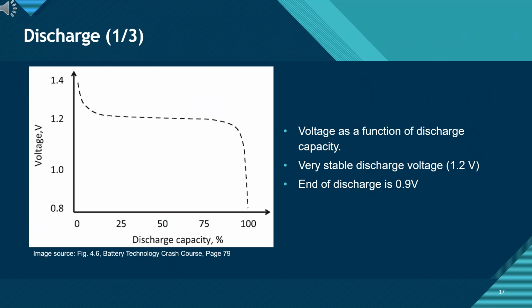Here we see the discharge curve of a NICD battery. Notice how the voltage stays very stable around 1.2 volts for most of the discharge. This flat region is one of the strengths of NICD batteries. It provides consistent power output until nearly the end of the cycle. Once the cell is nearly empty, the voltage drops sharply to approximately 0.9 volts, marking the end of discharge.